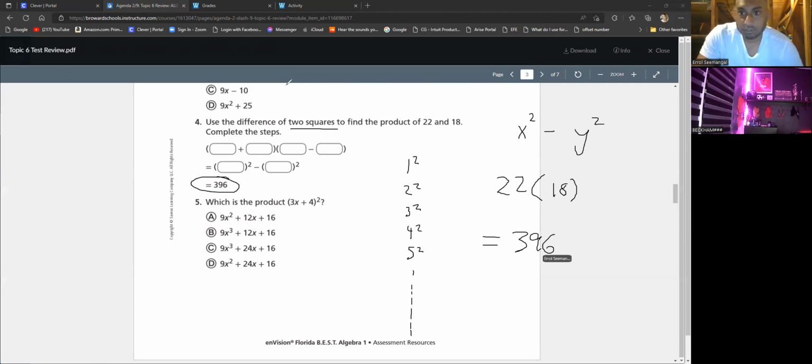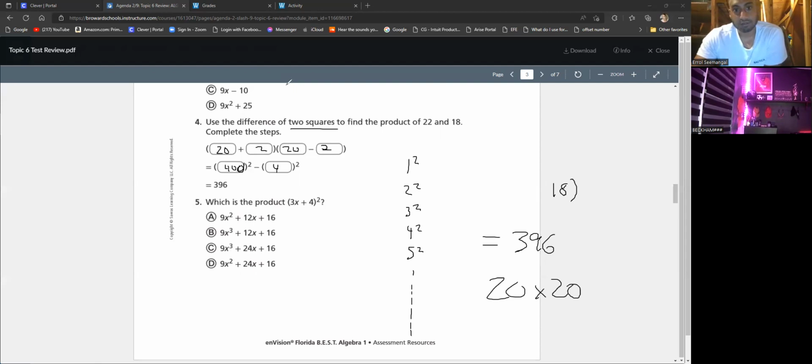396. Do you know what 20 times 20 is? Well, you'll just say 20 plus 2 here, and then 20 minus 2 here. 20 times 20 is 400. 2 times negative 2 is negative 4. That's how you get the 396. Okay, they give you the answer. They kind of want you to work backwards.